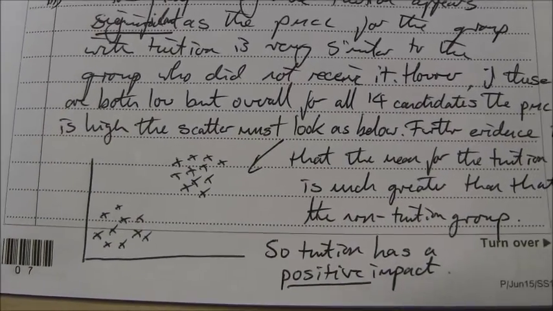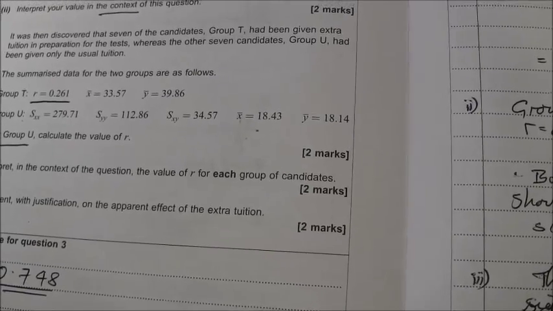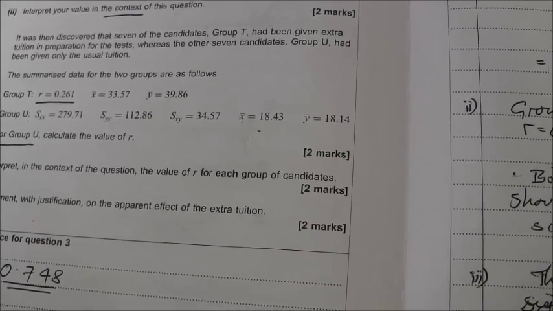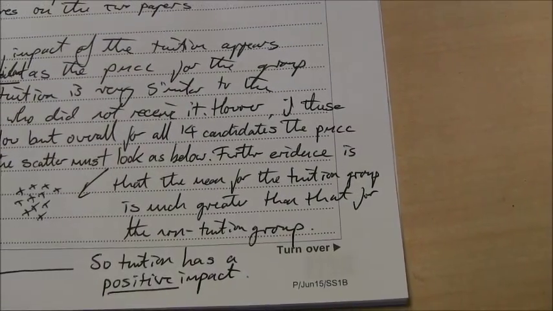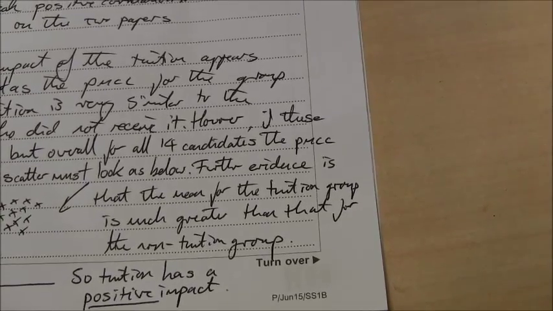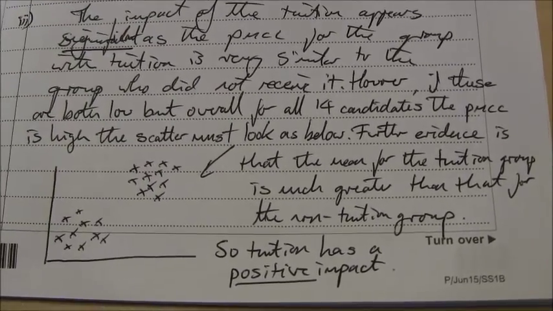This is further evidenced by the fact that if we look back at the original data, the mean for the group that's had the tuition is very much higher than the mean for the group who didn't have the tuition. So, the impact of the tuition appears to be significant, because as the PMCC for the two groups is actually low, it means that when we put the data together, we're probably getting a diagram that looks as the one below.